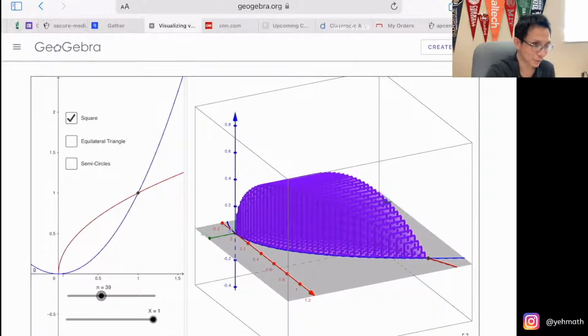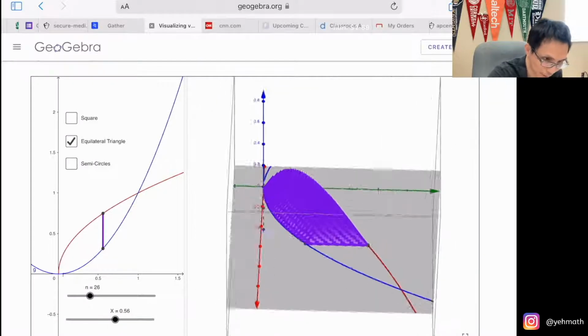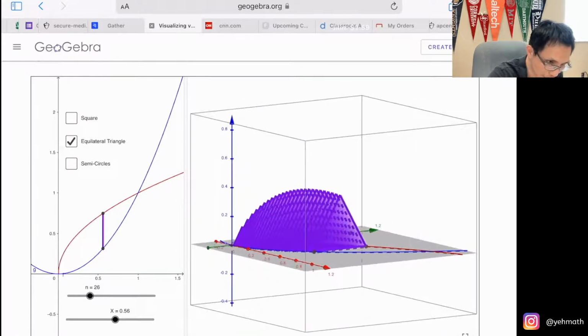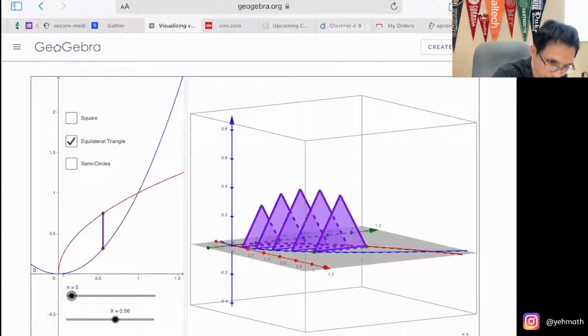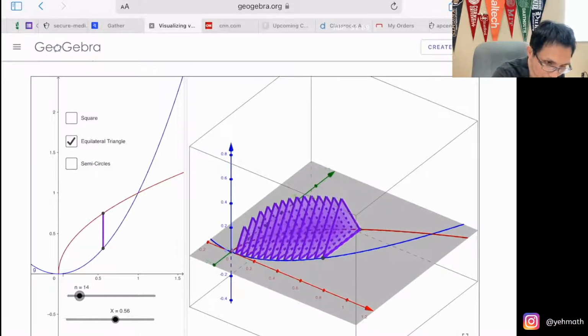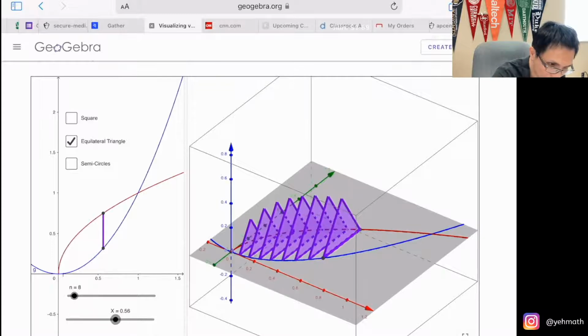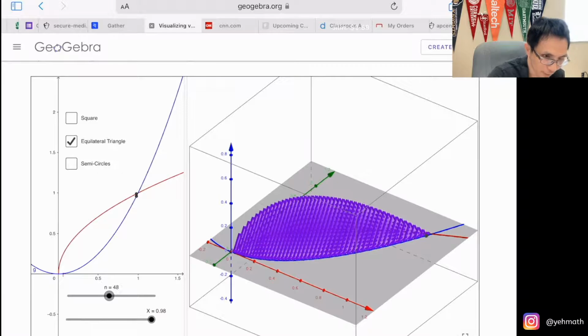So can I decide on a different shape? Let me go back and say, hey, let's do an equilateral triangle. Do you see that each shape is a triangle? Yeah. But it's going to be the same shape in the end, right? Yep, it's gonna be the same shape. You can go all the way to here, and you see that it looks like something.